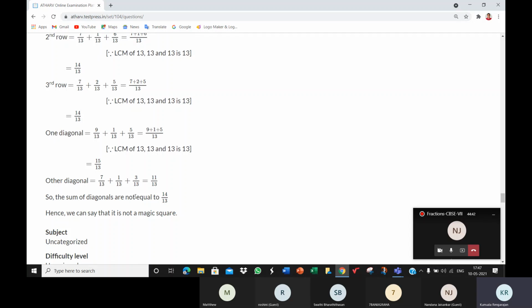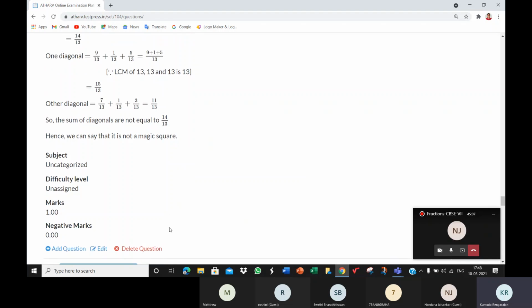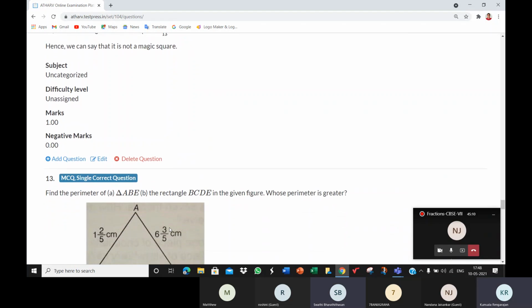Because in all the three rows we got 14 by 13, everywhere it should be 14 by 13. So the sum of the numbers along the diagonals is not equal to 14 by 13. Hence, we can say that it's not a magic square. Understand, children? Yes, ma'am.